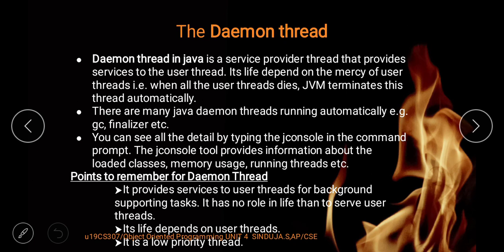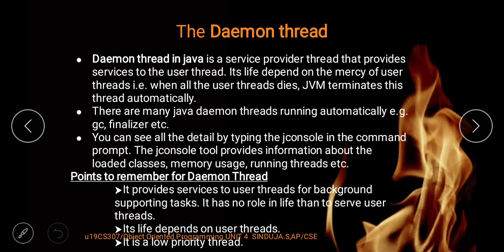Why do they say it depends on the mercy of the user? If there is a client only, this daemon thread has a job. If the user doesn't have any job, then the daemon thread also doesn't have a job. A daemon thread serves your user threads. When all the user threads die, the JVM terminates the daemon thread automatically.